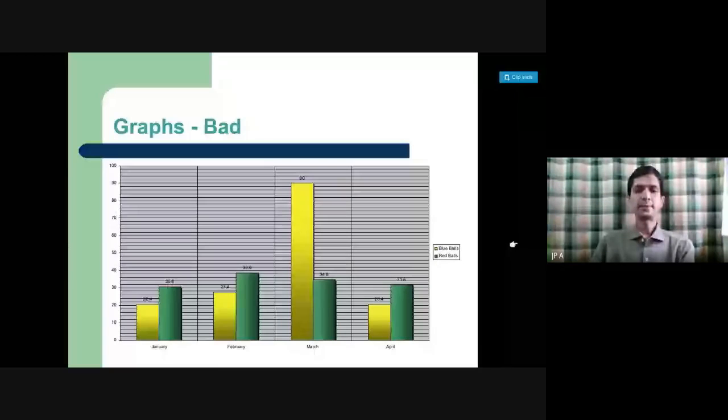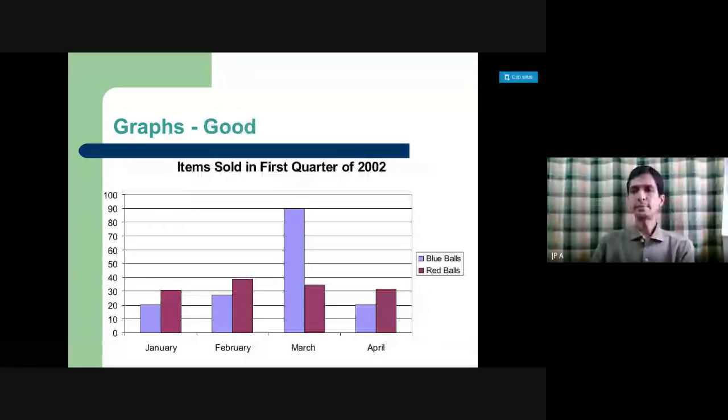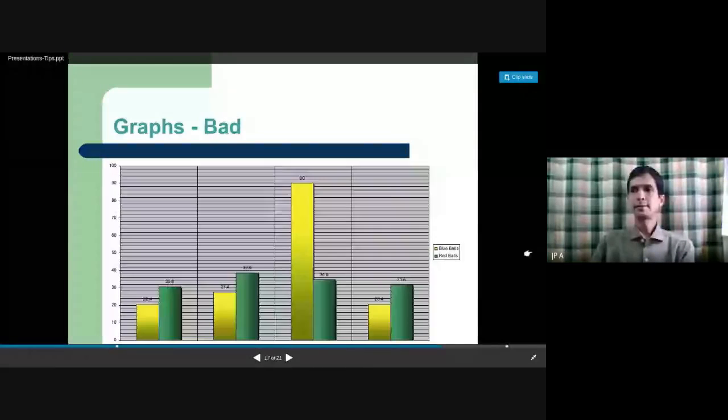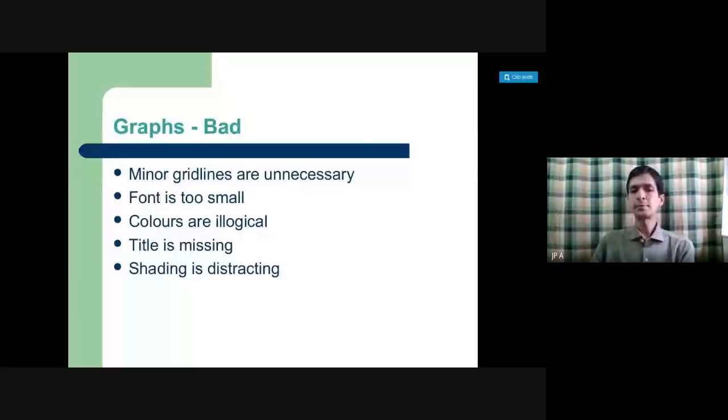This is distracting because the background is not good. The points are not very clear. The months that are mentioned are in very small font. The color is very distracting. This is a bad graph. So you see the difference? This is good and this is bad. So the reasons for it being bad are mentioned here.